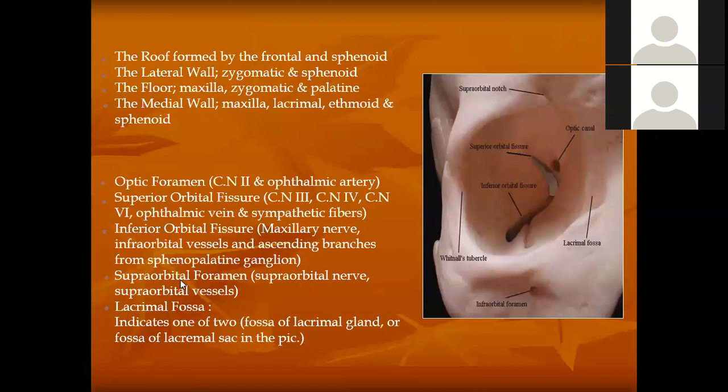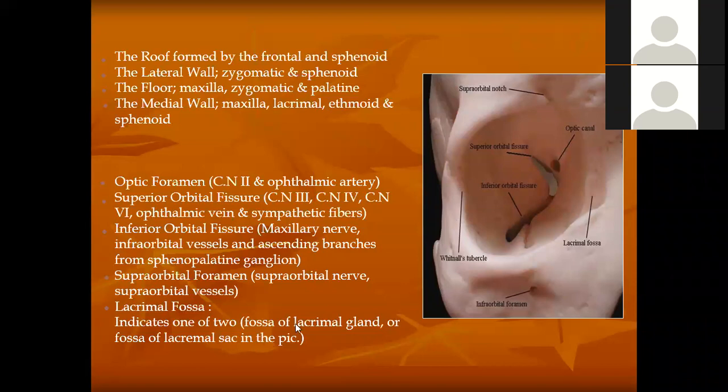Then there is the supraorbital foramen, which is present near the supraorbital margin. This is the supraorbital margin. Here you will find the supraorbital foramen, and it allows the supraorbital nerve and the supraorbital blood vessels to pass through it. Then there is the Whitnall tubercle in the orbit, which is just an anatomical landmark.